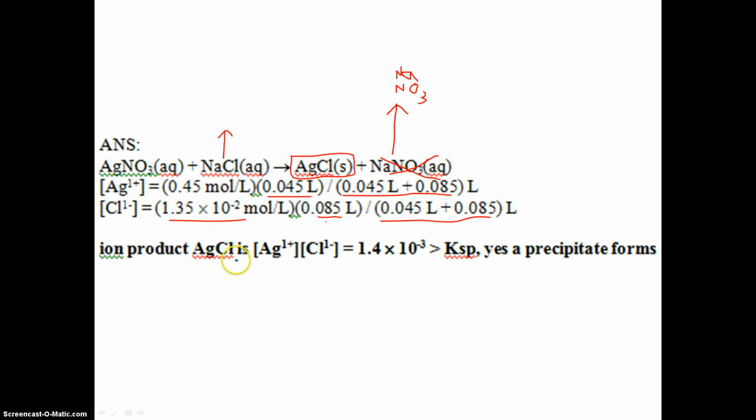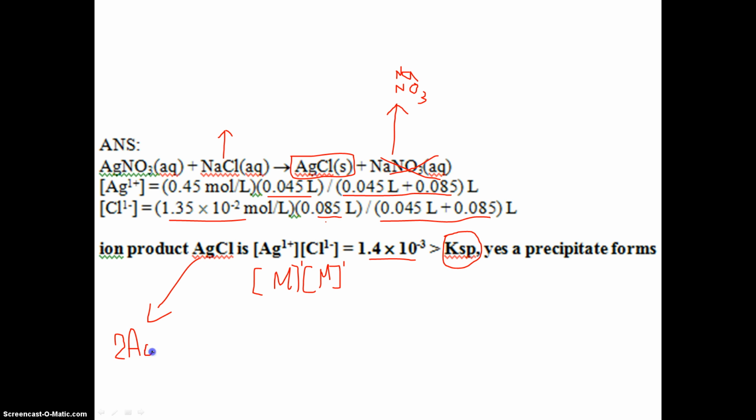So ion product then, because it is a 1-to-1 ratio, it comes out to Ag, whatever that molarity was, and then whatever molarity you got for chlorine, nothing is squared because this is exponent 1. And you just multiply it across, you get 1.4 times 10 to the power of -3. And because this value is greater than the KSP that was given to you in the question, you can say that a precipitate forms.